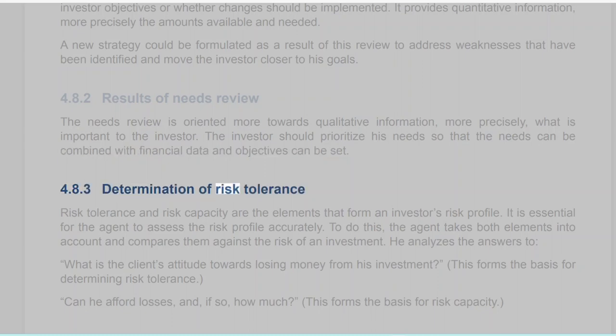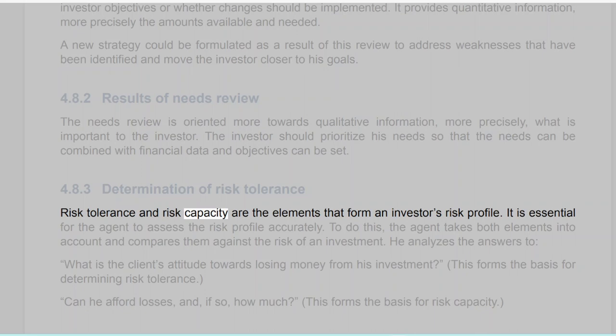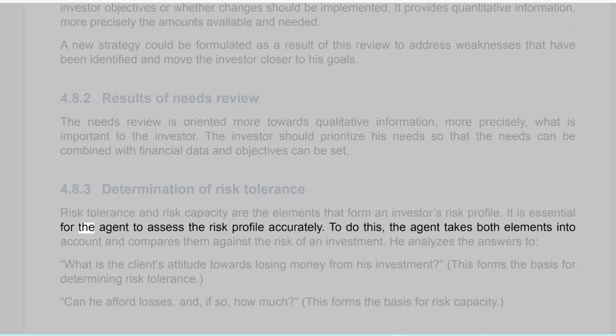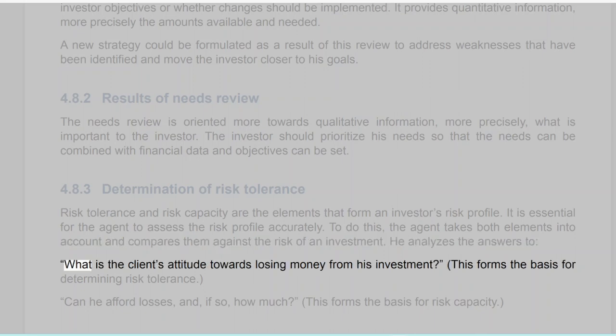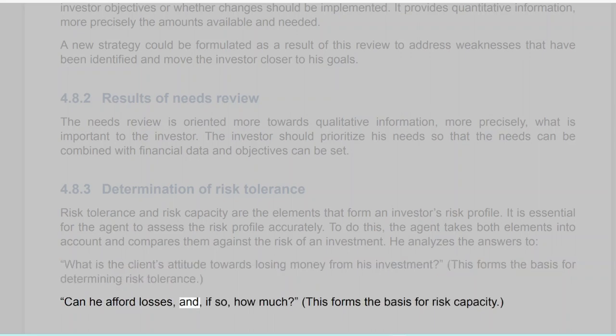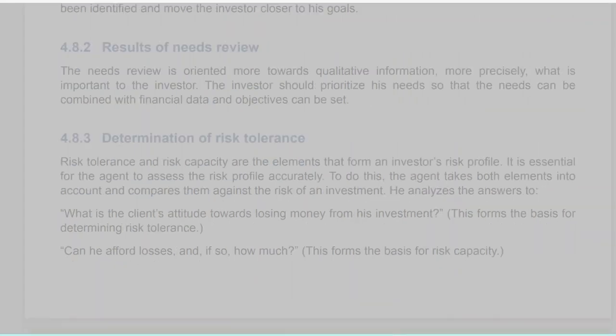4.8.3 Determination of Risk Tolerance. Risk tolerance and risk capacity are the elements that form an investor's risk profile. It is essential for the agent to assess the risk profile accurately. To do this, the agent takes both elements into account and compares them against the risk of an investment. He analyzes the answers to: what is the client's attitude towards losing money from his investment? This forms the basis for determining risk tolerance. Can he afford losses, and if so, how much? This forms the basis for risk capacity.